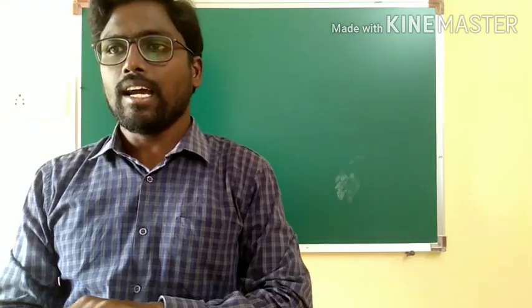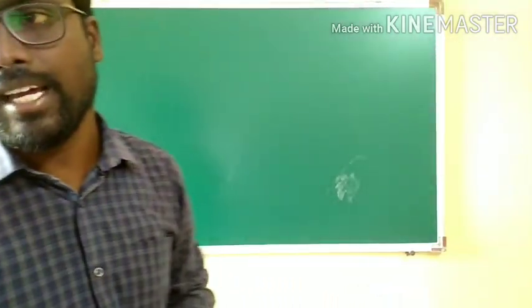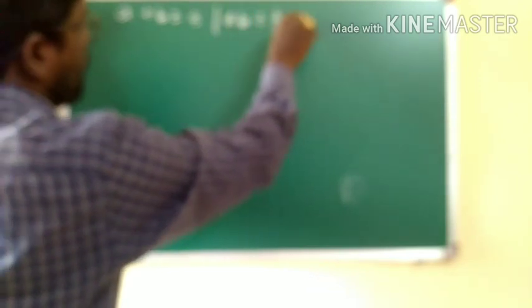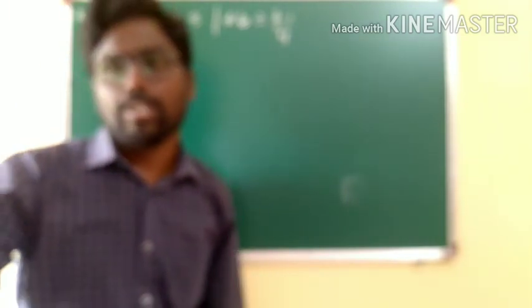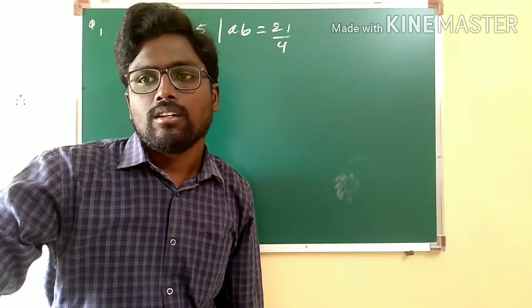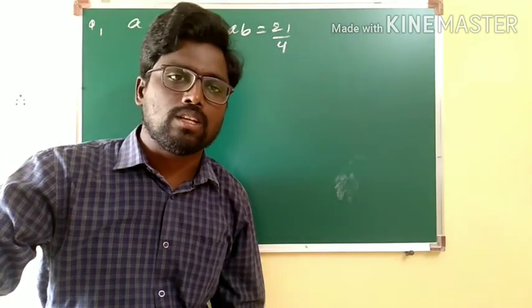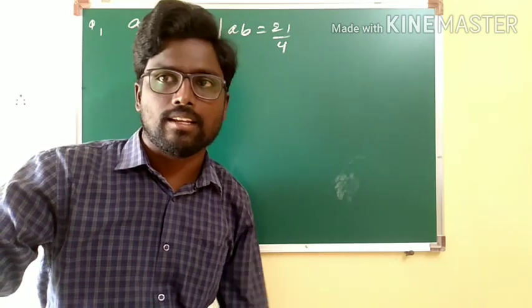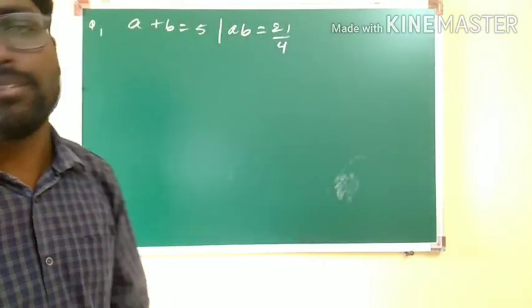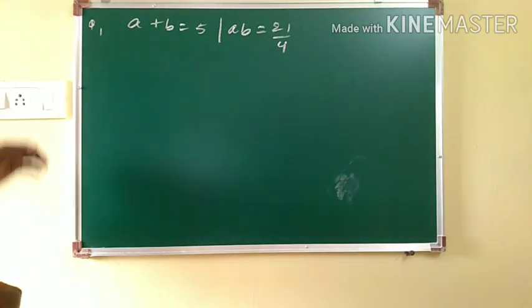Equation of the line having intercepts a comma b on the axes such that a plus b is equal to 5 and ab is equal to 21 by 4. Here we are supposed to trace out the equation of the line, and you are given the sum of the intercepts and the product of the intercepts of the line.